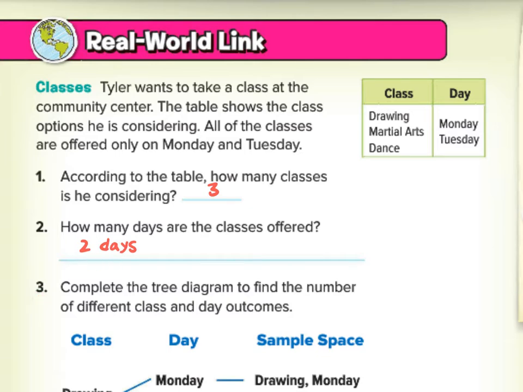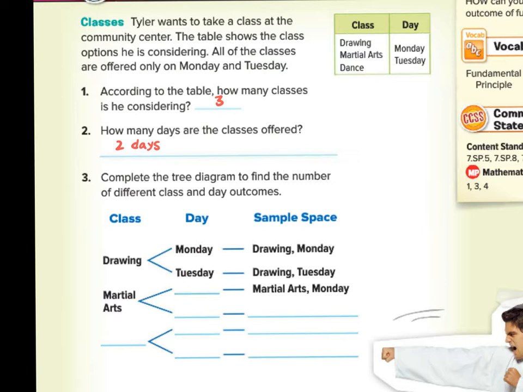Question 3. Complete the tree diagram to find the number of different classes and day outcomes. So here we have the types of classes. We know that he has drawing, martial arts, and dance. So let's include dance there. And we know that you can take each class both on Monday and Tuesday. And we have to include the combination of all 3. So let's start here by adding dance.